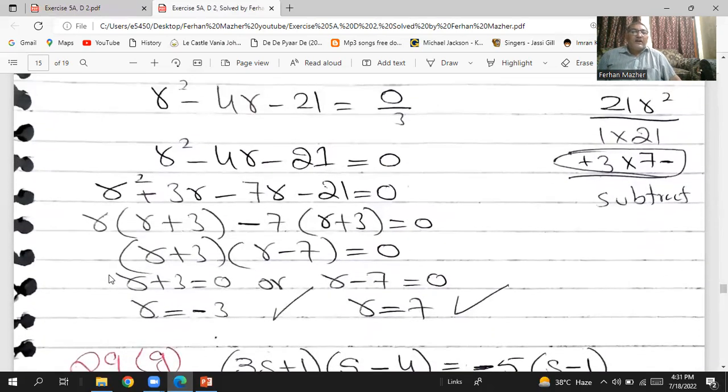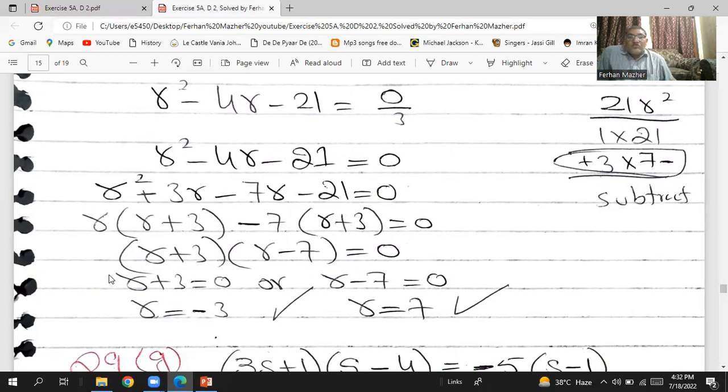So I will multiply the extreme terms, 1r². So we write the pairs of the 21: 1 into 21, 3 into 7. With the third term, you have a negative sign, so we will subtract. I'm looking for that pair where, when I subtract them, I get −4. With the larger number, we put the negative sign, and with the smaller number, we put the positive sign. So you can get −4. So r² + 3r − 7r − 21 = 0.